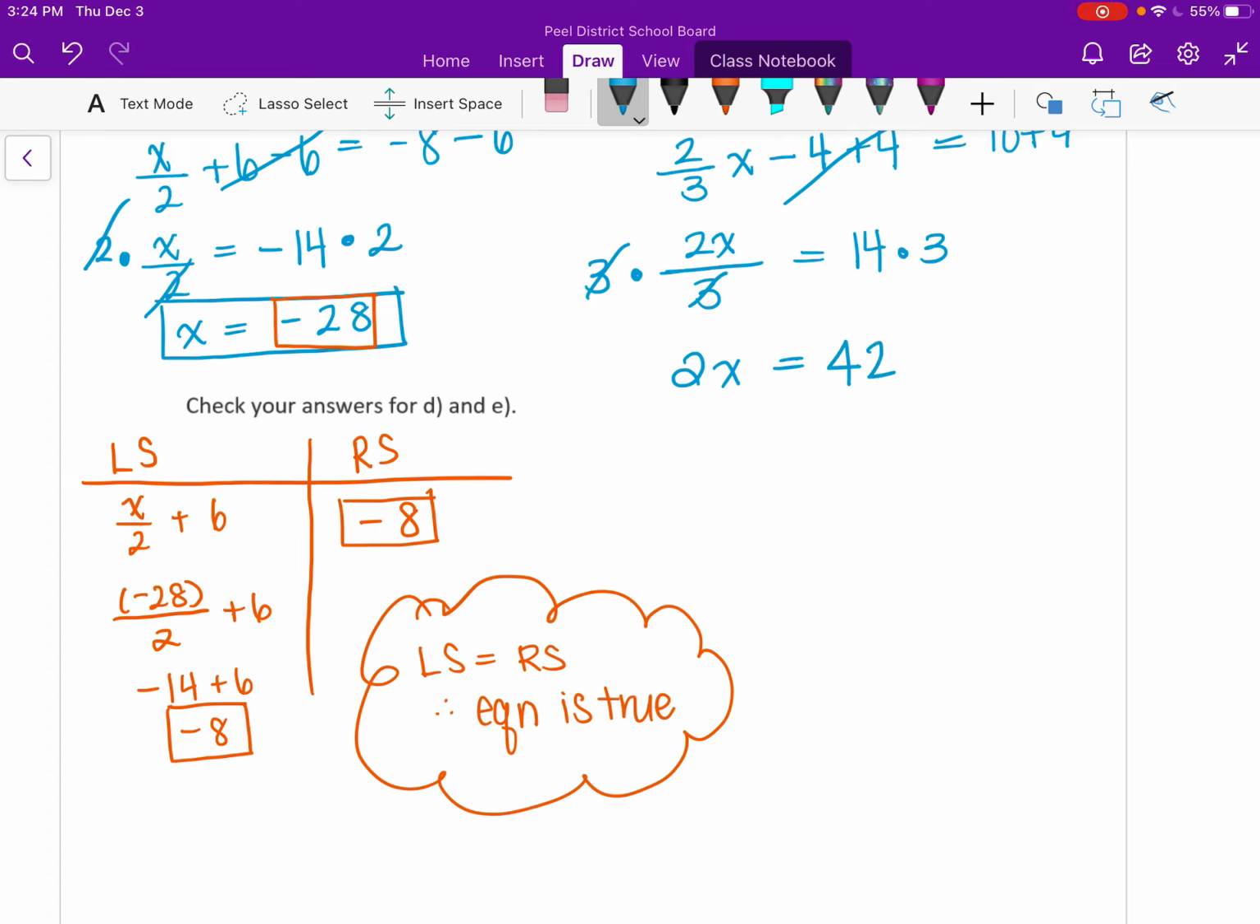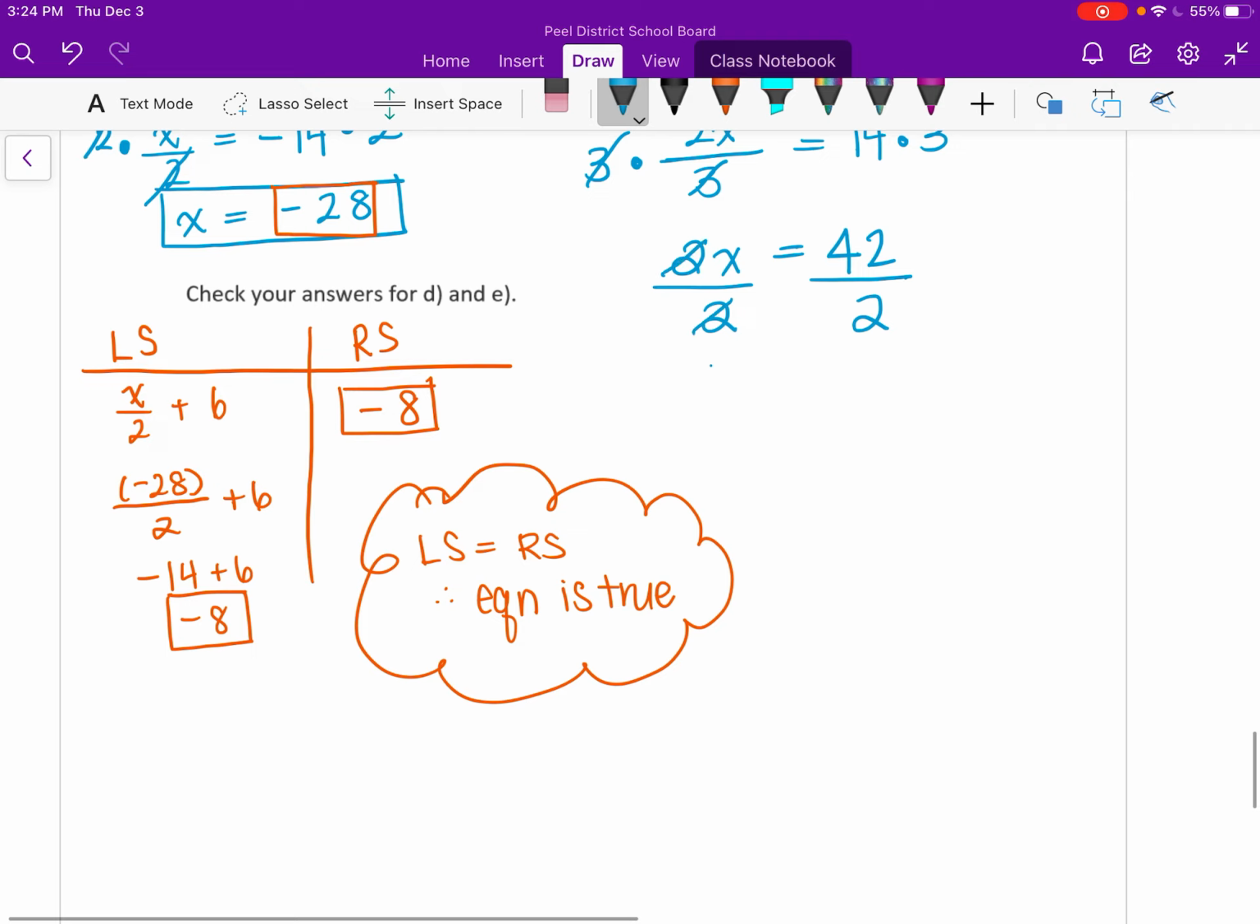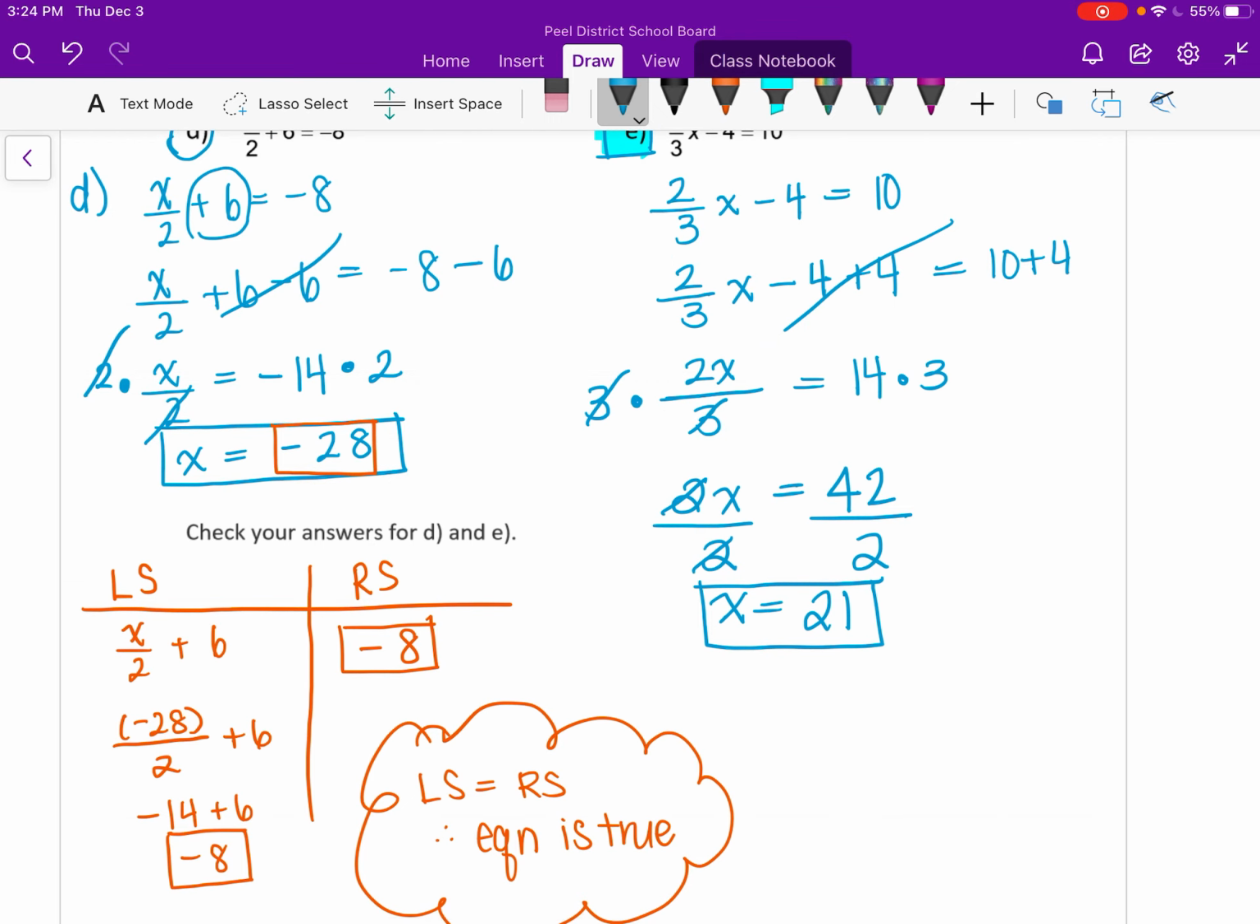And now I want to get rid of the 2, so it's 2 times x, so I can just do the opposite. Divided by 2, divided by 2, right? And then I'll get x equals 42 divided by 2, which is just equal to 21. Personally, I hate working with fractions, so when I can avoid them, I do. I just change things into whole numbers. This is up to you if this is the way that works for you.